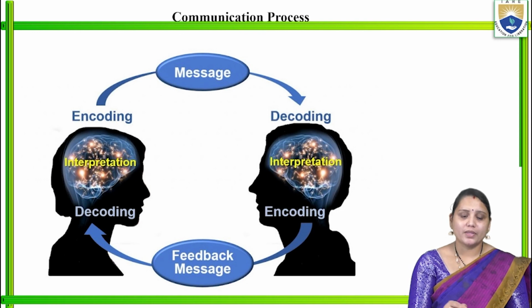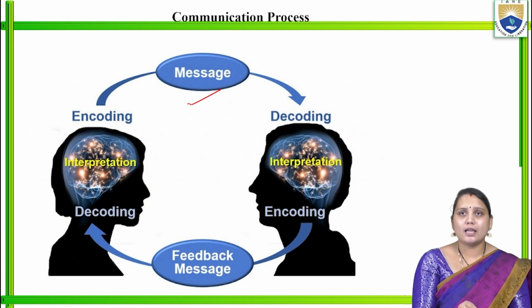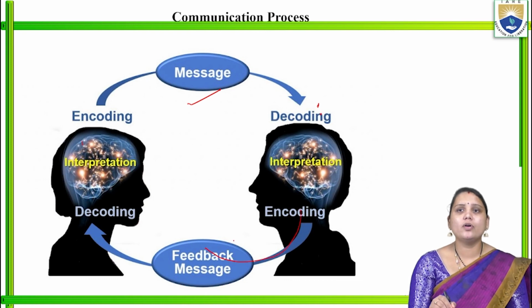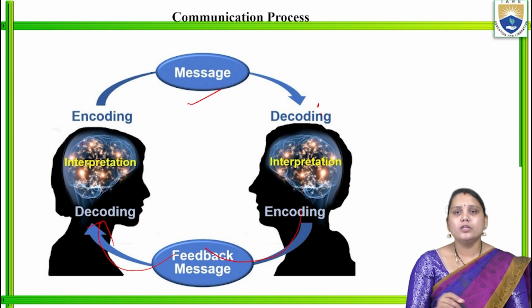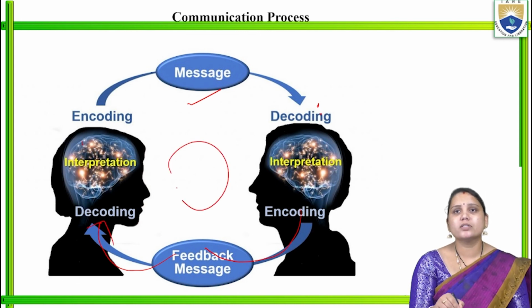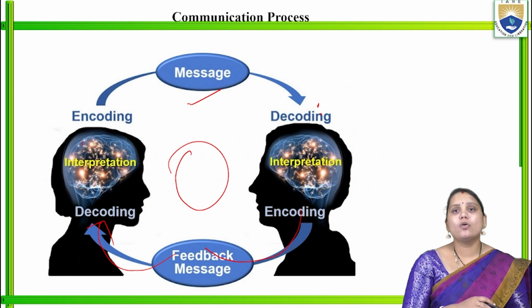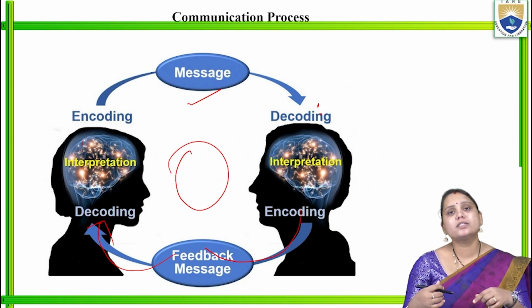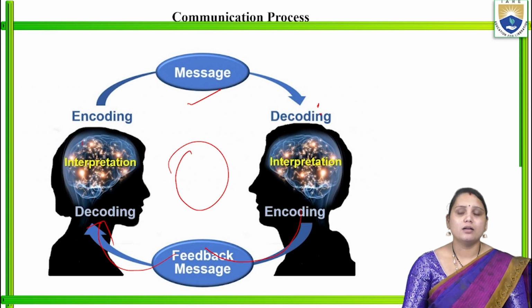Now we can see message is the important entity between two people. Here encoding and decoding. Once it is decoded here, again he will be answering you in the form of feedback and that will be decoded by you. So this is the circular process which happens, encoding and decoding of a message, and it also ends through a feedback or a conclusion.